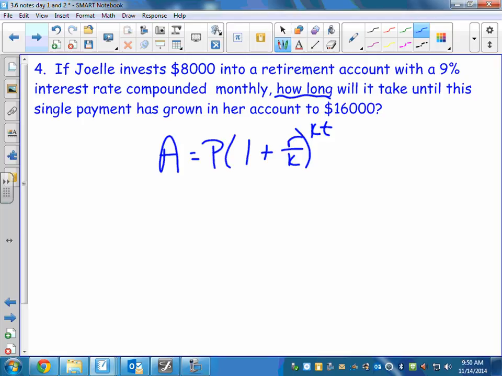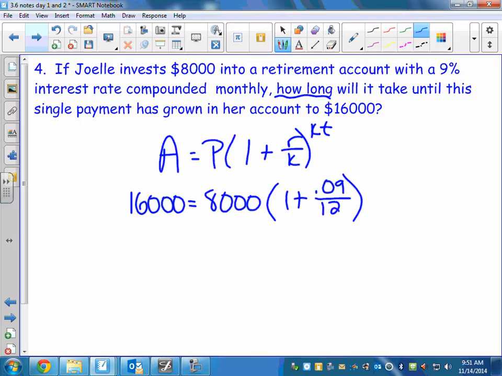So, she's ending with $16,000. She's starting with $8,000. Her interest rate is 9%, so that's 0.09. And if it's compounded monthly, what is her K value? 12. And then I'm going to raise that to the 12t power, because I don't know what t is.